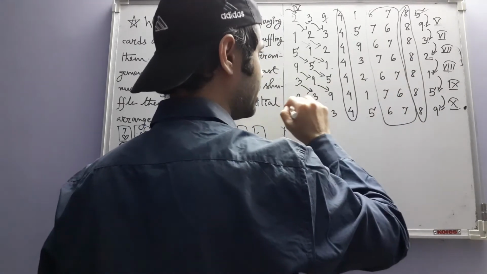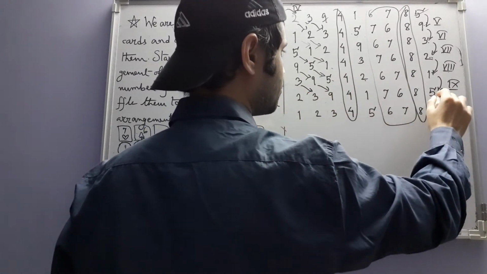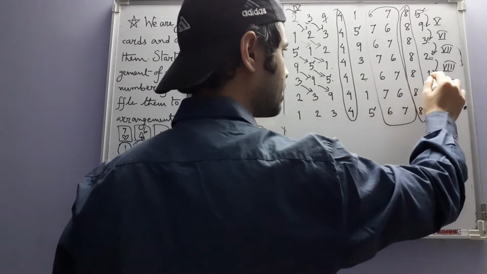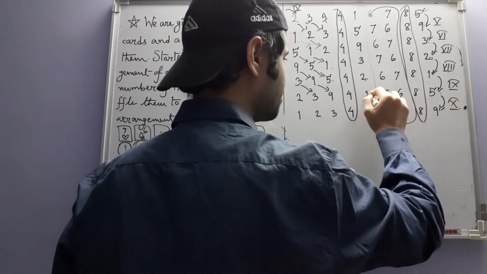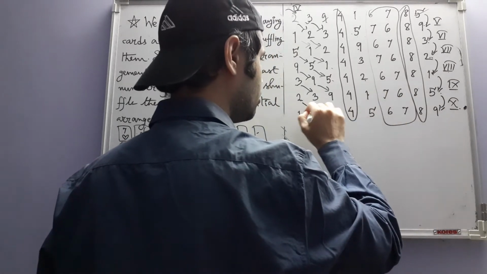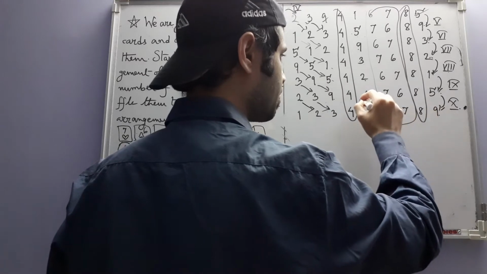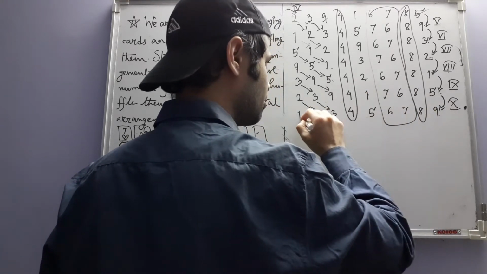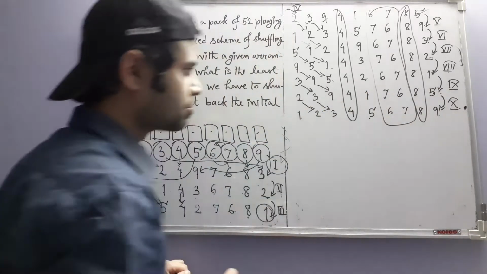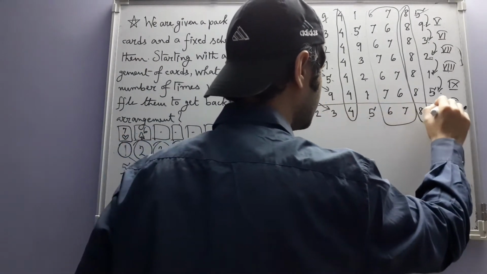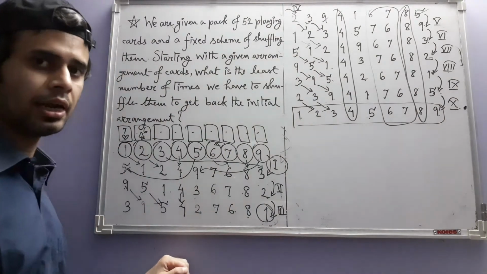3, 9, 5 goes to the last place, 2 comes to the first place, and 1 comes to the fifth place. Finally, 2, 3, 9 goes to the last place. Okay, so 1 comes to the first place and 5 comes here. So you see that this is the initial arrangement: 1, 2, 3, 4, 5, 6, 7, 8, 9.